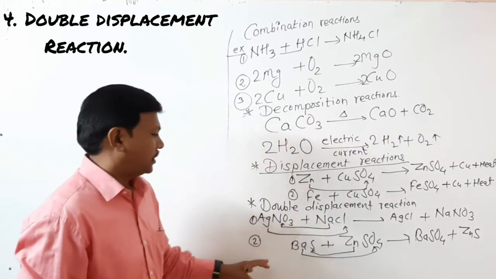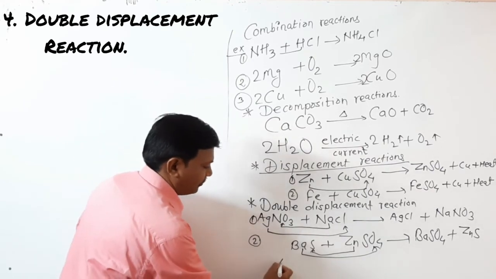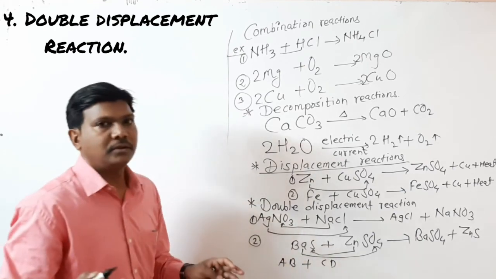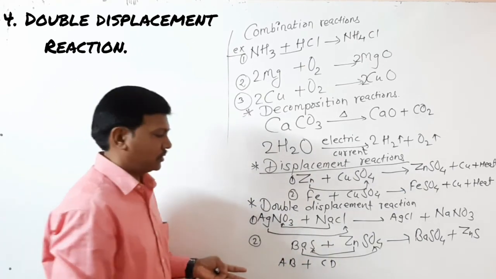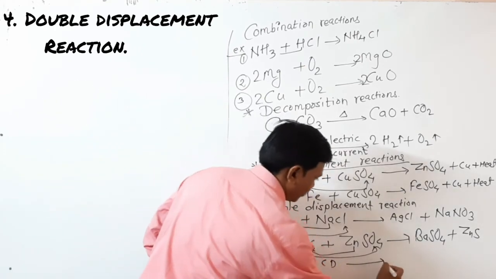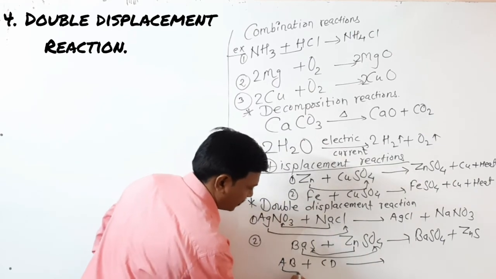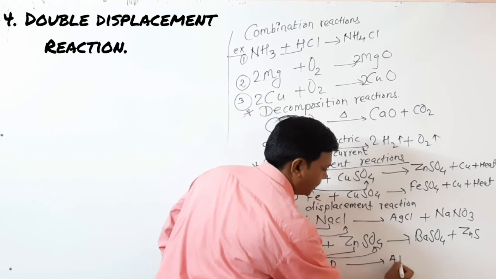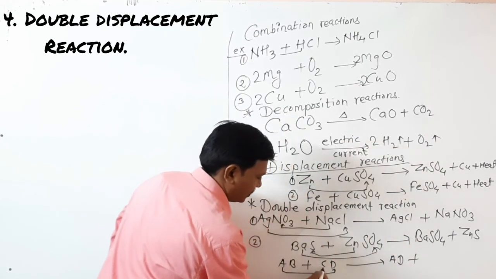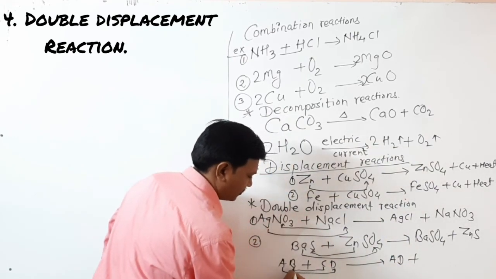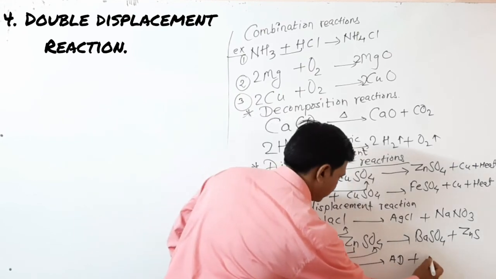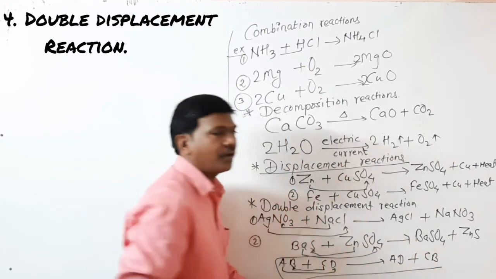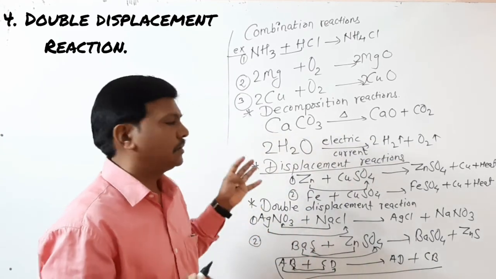So in short, we say if AB and CD are two reactants, then this A is combined with D. So here first we write AD plus this C is combined with this B. So here CB. This is the general form of double displacement reaction.